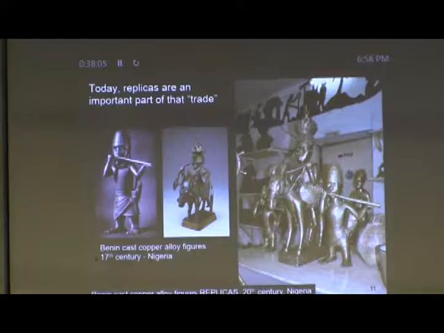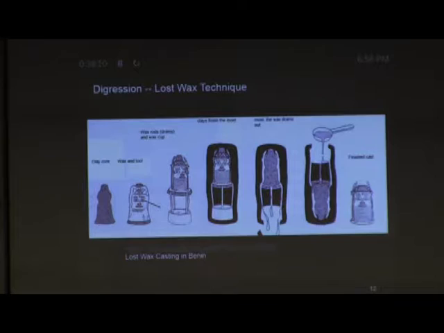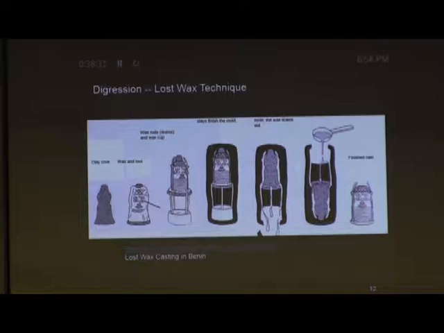I'm going to digress slightly, because these things are made using the lost wax casting technique, and this is a diagram that shows how they're made. Basically, you have a clay core, which is covered with wax. A lot of the detail is created by modeling the wax. Once it's finished, it's encased in more clay. Channels called sprues are created using tubes of wax and clay, so that when the mold is heated, the wax will melt and it can be poured out.